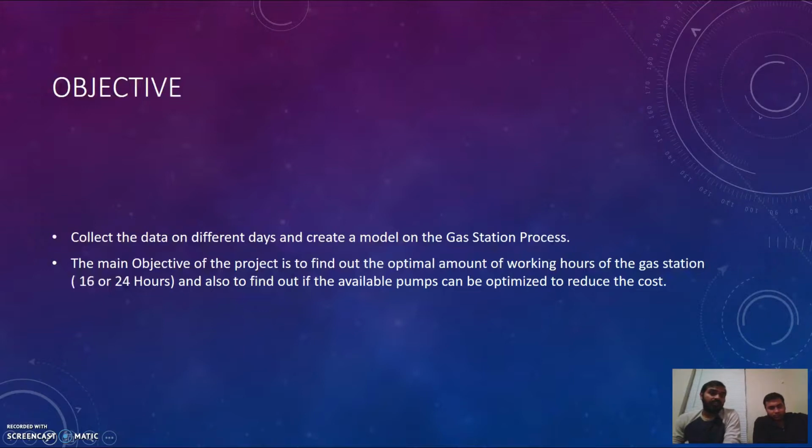The main objective of the project is to find out the optimal number of working hours. At present, the gas station is working only 16 hours. What we are trying to do is make it 24 hours and find out whether it is profitable or not, and also find out whether the available pumps can be optimized to reduce the maintenance cost for the gas station.